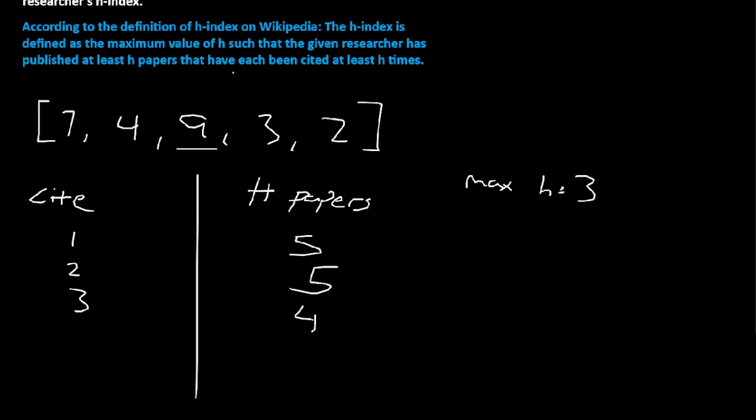For 9, it is impossible for the H value for these 5 papers to be 9, because there aren't at least 9 papers with 9 citations. So we're only going to count to 5 in this case for this solution.